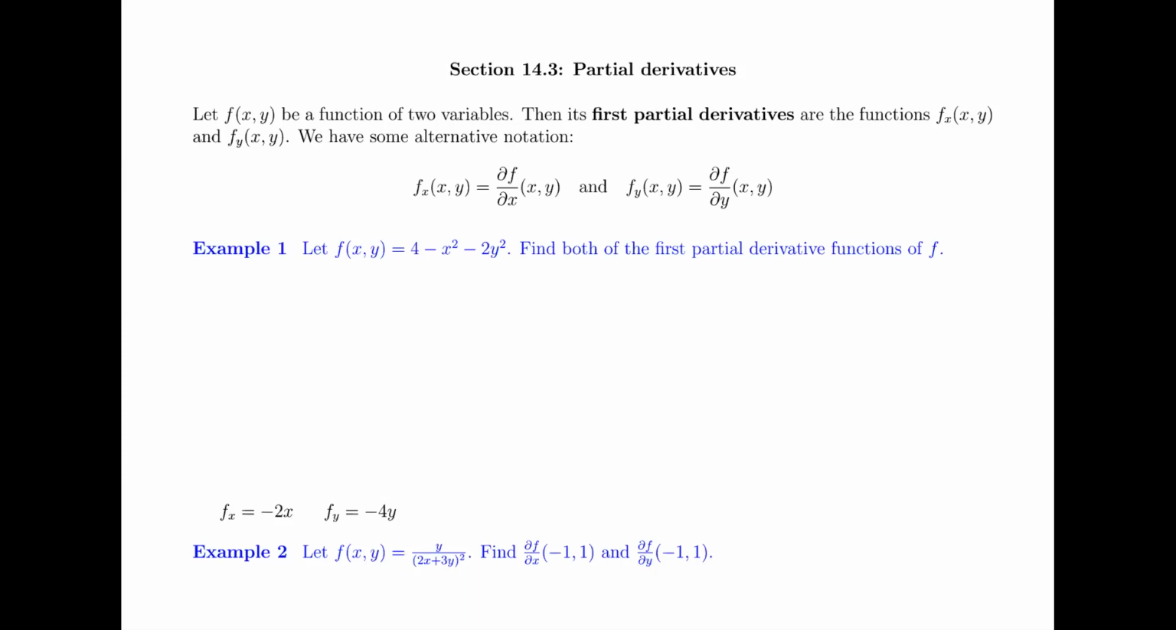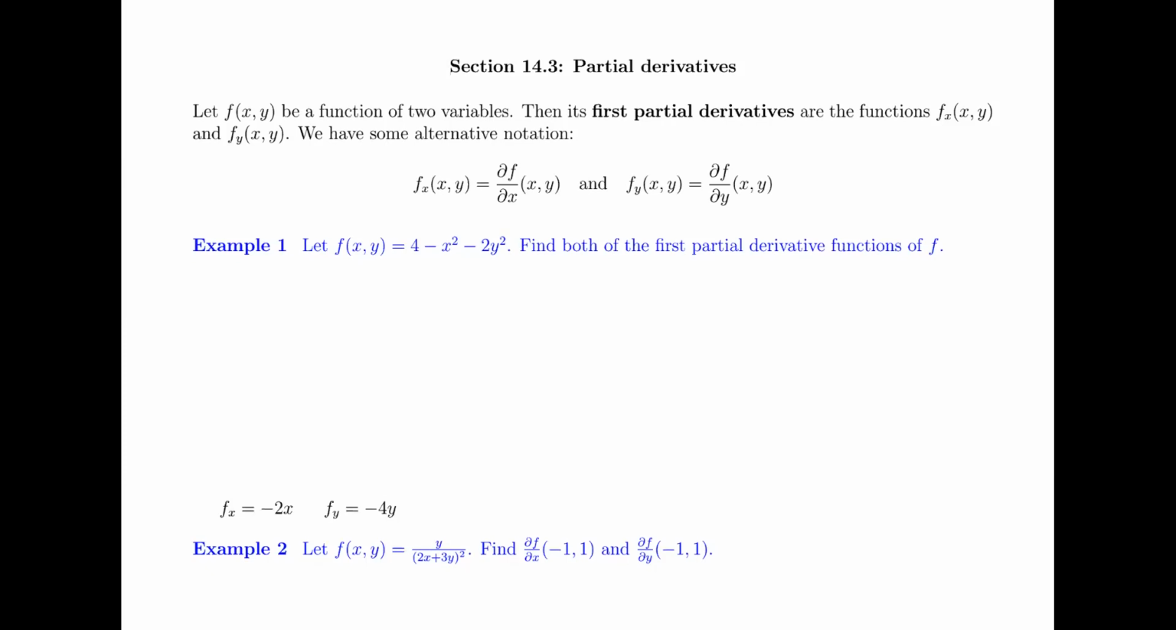So here in our first example, we're going to take this function of two variables, 4 minus x squared minus 2y squared, and we're going to find both of our first order partial derivatives of this function f. And let's do that. So we're going to do f sub x, and we're going to calculate what that is. Well, here we take the derivative with respect to x, and we treat every other variable as a constant. So what is the derivative of 4? 4 is a constant, so that is 0.